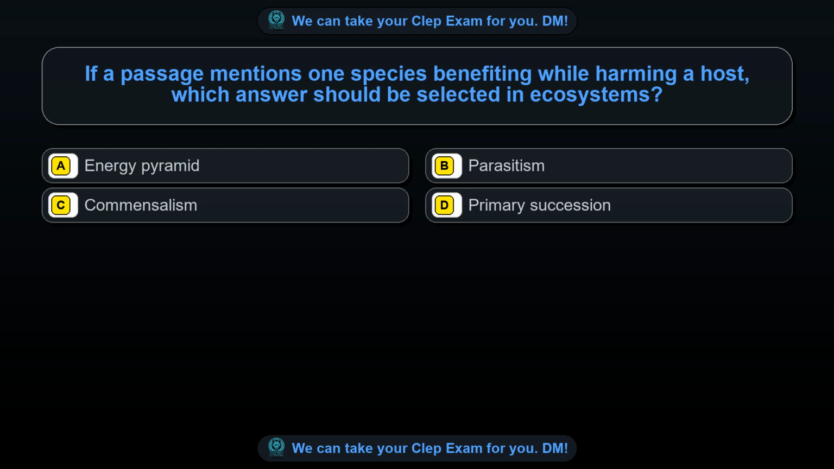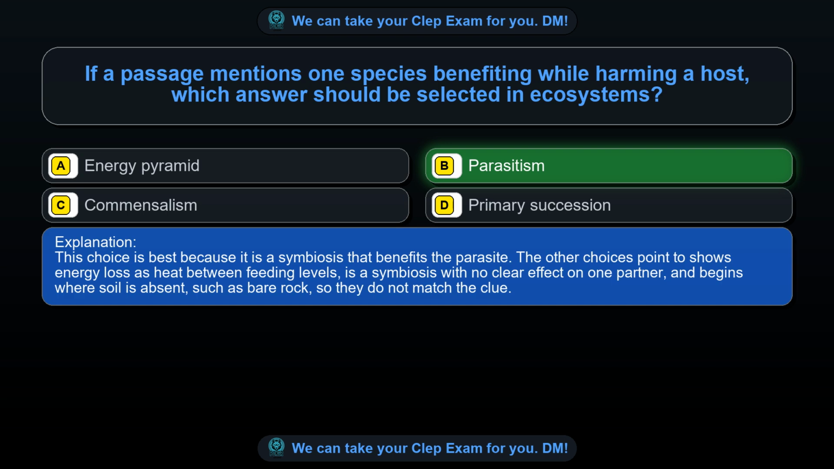Question 56. If a passage mentions one species benefiting while harming a host, which answer should be selected in ecosystems? Option A, energy pyramid. Option B, parasitism. Option C, commensalism. Option D, primary succession. The correct answer is option B, parasitism. This choice is best because it is a symbiosis that benefits the parasite. The other choices point to shows energy loss as heat between feeding levels, is a symbiosis with no clear effect on one partner, and begins where soil is absent, such as bare rock, so they do not match the clue.